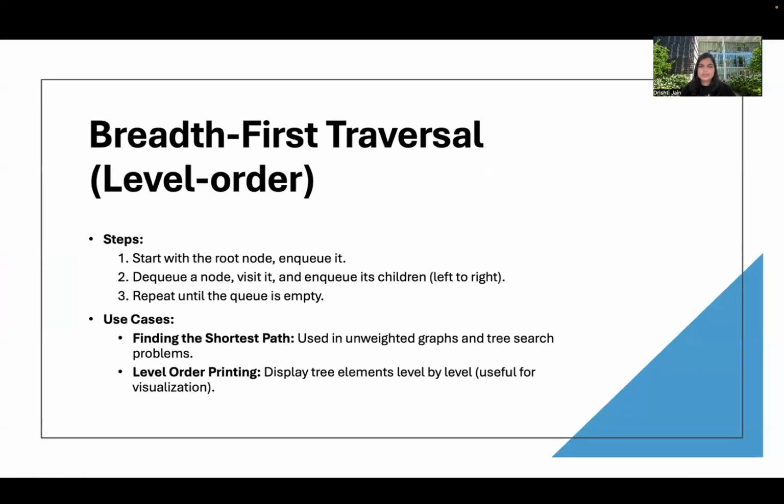The steps are: you start with the root node, enqueue it. Then dequeue a node, visit it, and enqueue the children, that is, left to right, and repeat until this queue is empty. The use case is finding the shortest path. It is used in unweighted graphs and tree search problems. Level order printing: display tree elements level by level, which is useful for visualization as well.